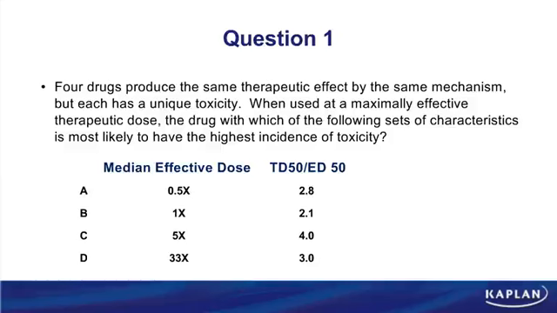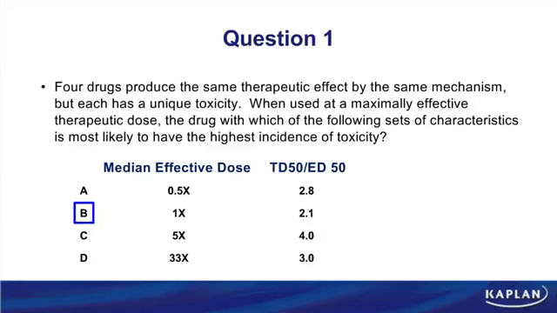When I look at the data that's presented, I'm looking for information that helps me to determine toxicity risk for the drug. Median effective dose really doesn't tell me that, but TD50 over ED50 actually does, because that's my therapeutic index. And the rule on therapeutic index is the lower the number, the more dangerous the drug. By that rule, that would be choice B. 2.1 is the lowest number. That would be the most dangerous drug. That would be the one with the highest incidence of toxicity.